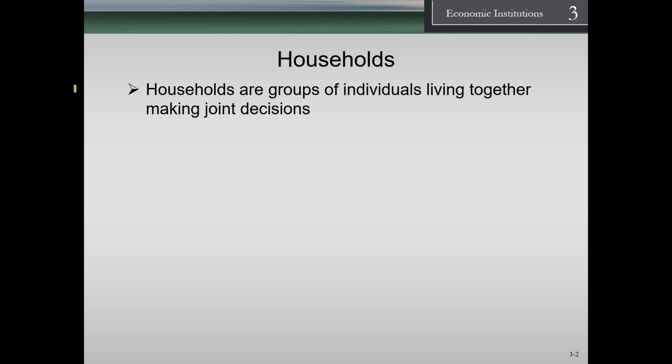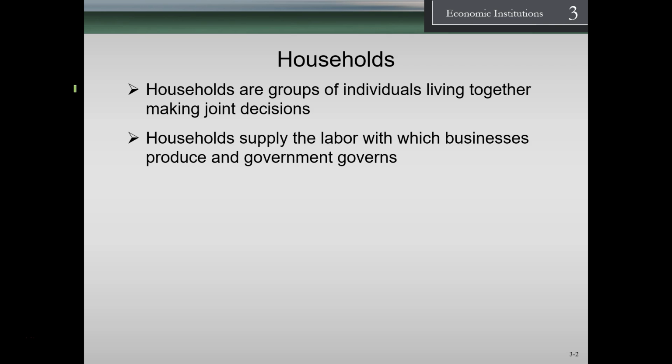All right, so we're moving on to the households here. We've discussed a bit about the markets. We've discussed business, types of business organizations, and we'll move on to the households. So households are groups of individuals living together, making joint decisions. So they're going to be obviously groups of individuals making their own decisions as to what they want to do, including purchasing things and services within the economy.